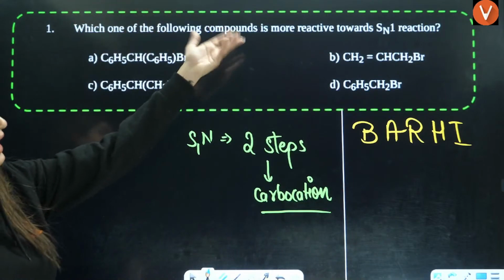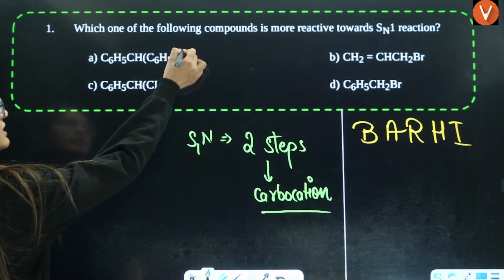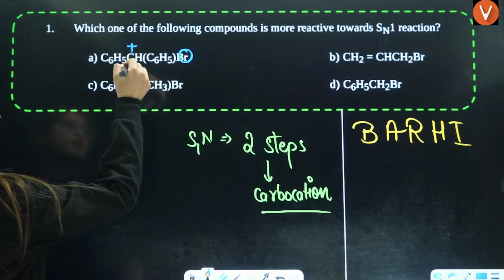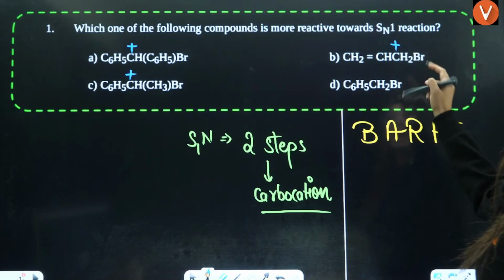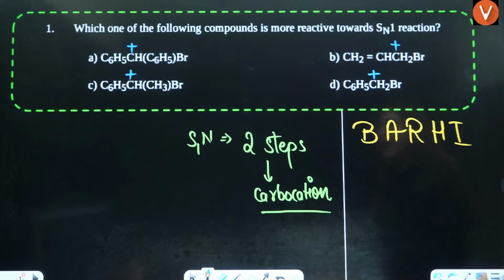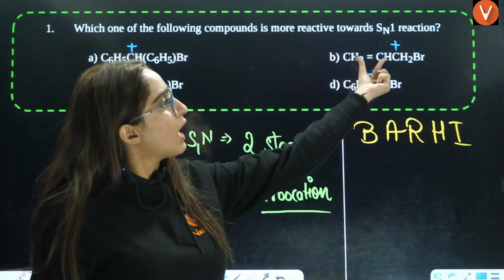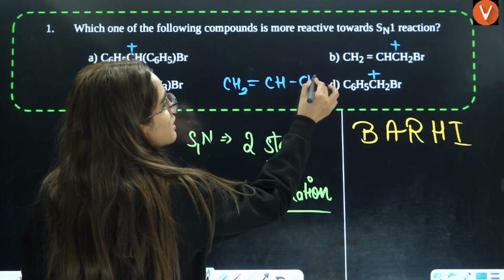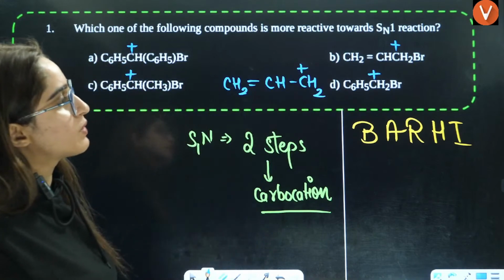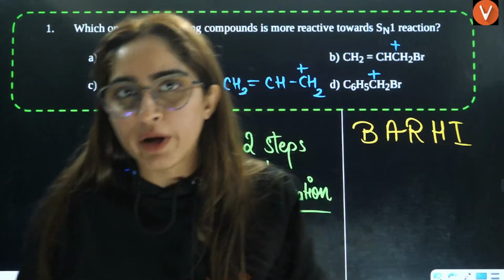Which of the following compounds is more reactive towards SN1 reaction? If I take away this Br from here, positive will be on this side, here positive will be on this side, here over here, and here over here. Maximum stability is definitely in resonance. Here also you have conjugation. Here you will have the formation of CH2 double bond CH. But over here you will have the formation of conjugation, just one conjugated pair.